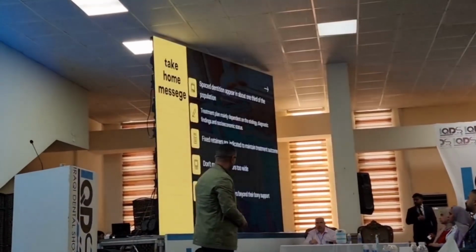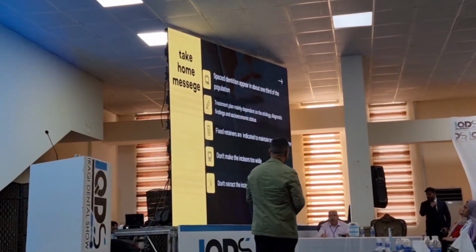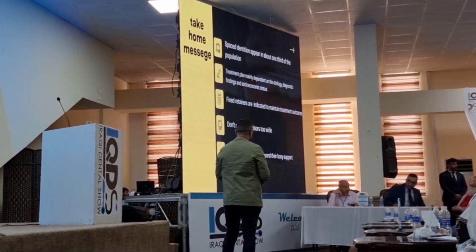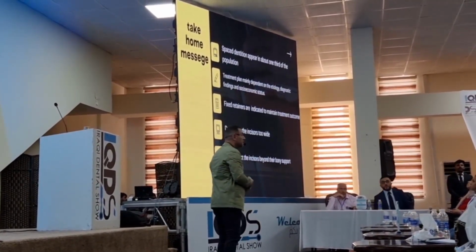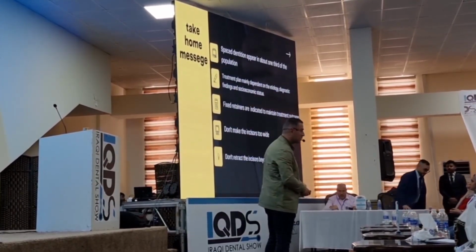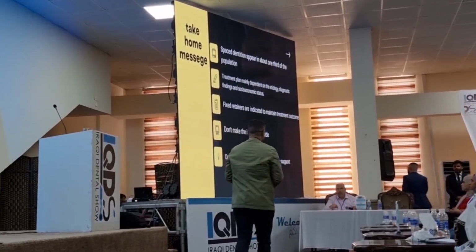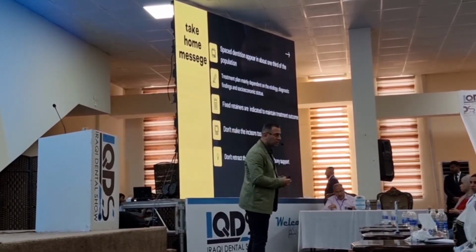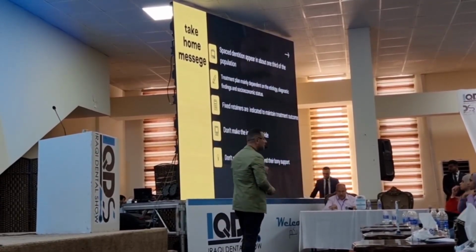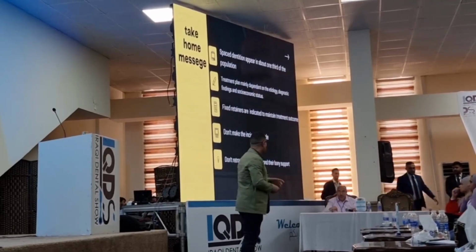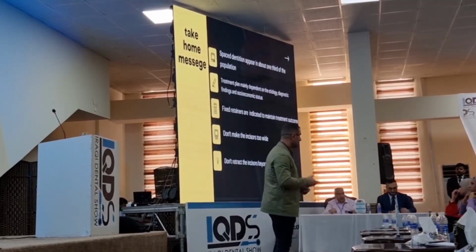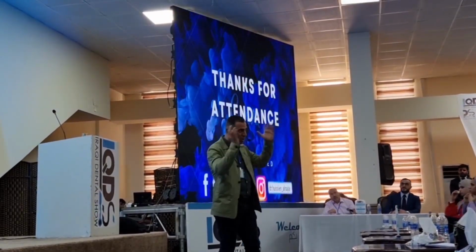Take-home message. Spaced dentition appears in about 1/3 of the population. Treatment plan depends on the etiology, diagnostic findings that we talked about, and the socio-economic status of the patient. Fixed retainers are indicated to maintain the treatment outcome. You have to put fixed or permanent retainers. Don't make the incisors too wide. And don't retract the incisors too much beyond their bone support. Thank you, and hope to see you again.